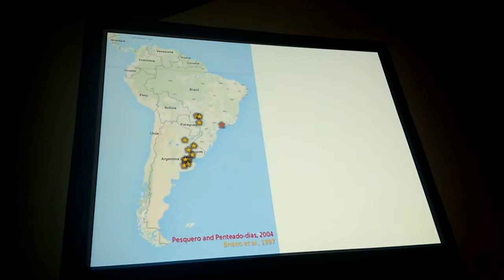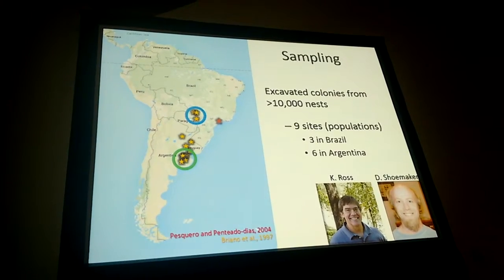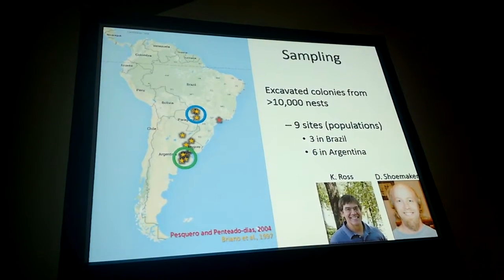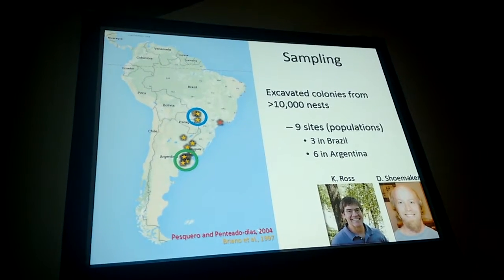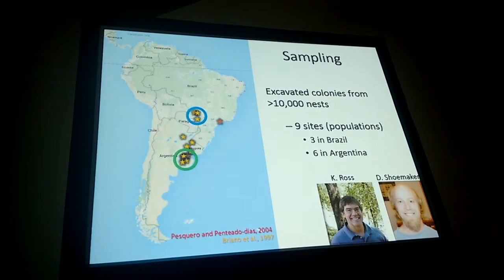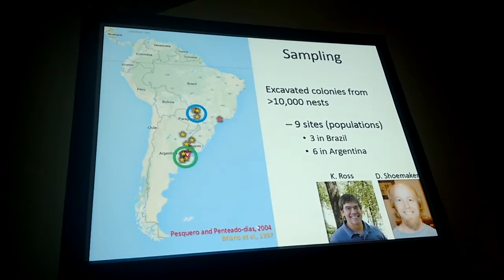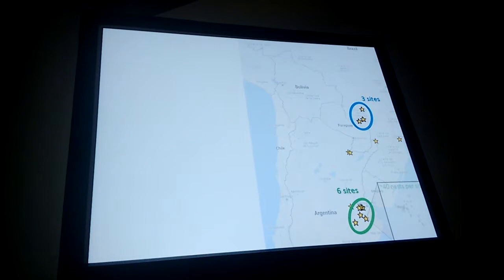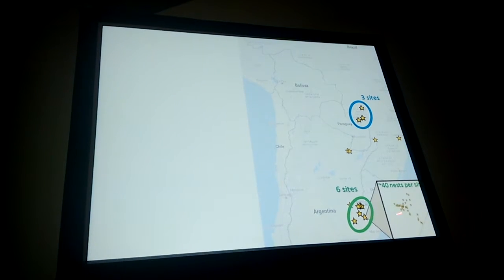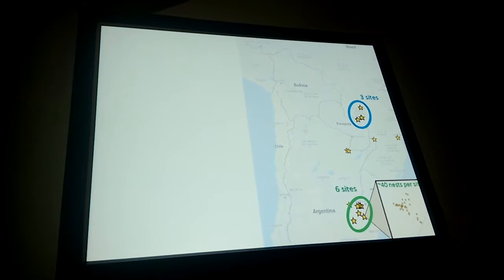So this is the known locations of Daguerreae in South America. For this study, Dr. Shoemaker and Kenneth Ross at the University of Georgia went out and sampled 10,000 colonies. This is a lot, digging up fire ant nests. 9 sites, so 6 in Argentina and 3 in Brazil. If we look more closely at one of these sites in Argentina, each site has about 40 nests that were sampled. In Brazil, unfortunately, that's more like 10 to 13.